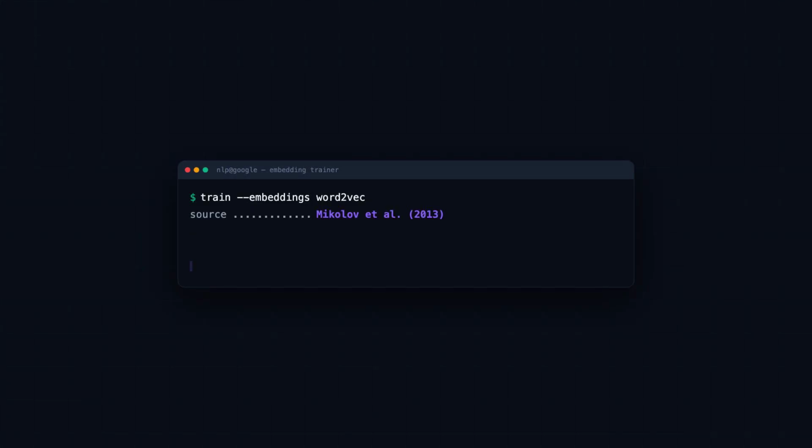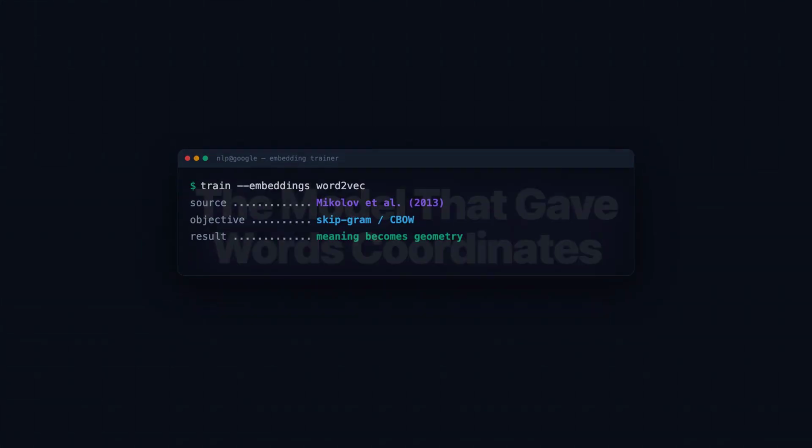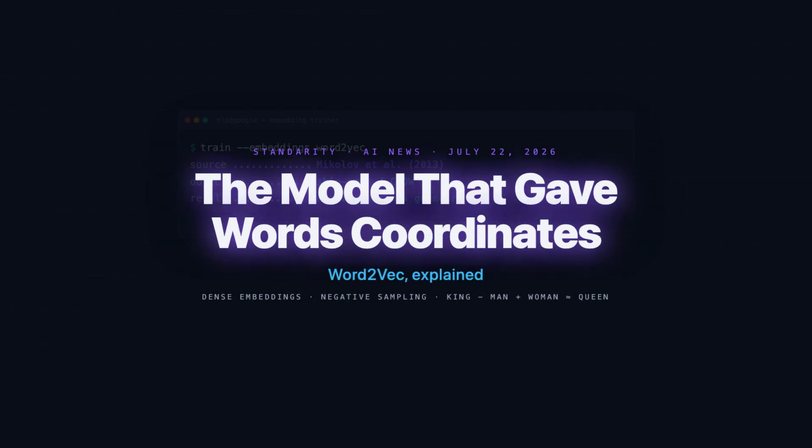Here's a strange fact about language models. Before they could reason, before they could chat, they first had to learn what a word even means to a computer. And the answer that cracked it open came from a small model in 2013 out of Google called Word2Vec. The trick was almost philosophical. You shall know a word by the company it keeps. Word2Vec turned that old idea into vectors, and suddenly meaning became something you could measure. Let's unpack how it works.